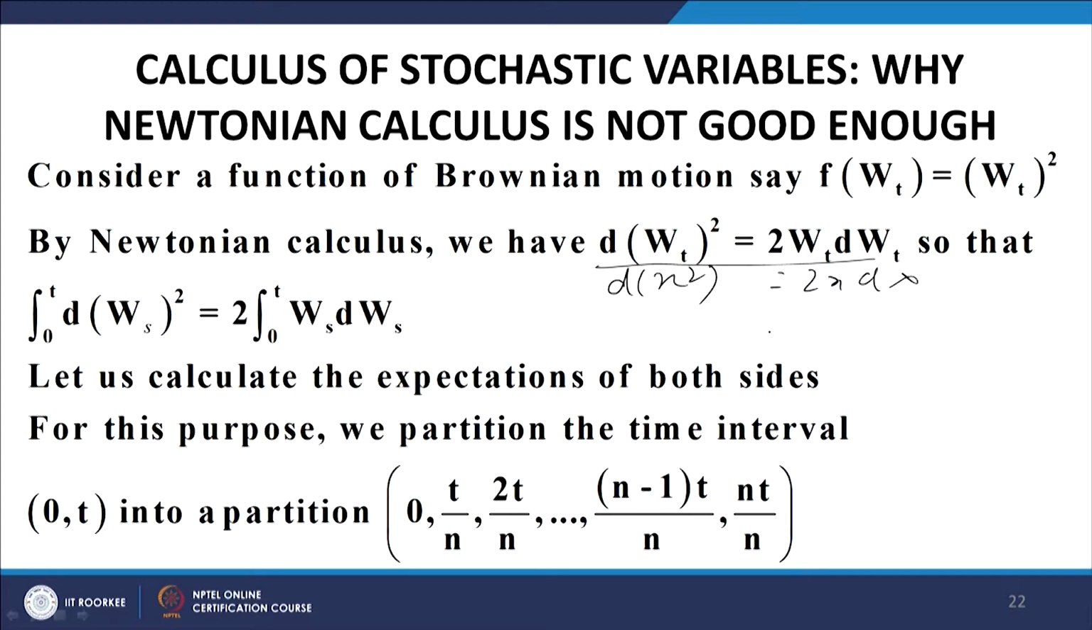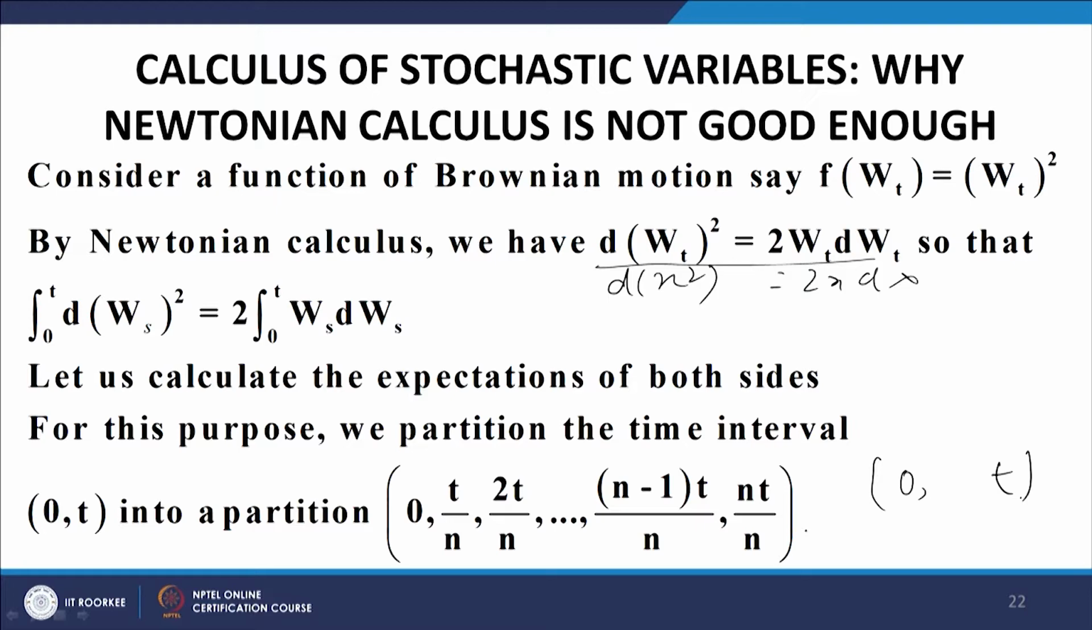For this, what we do is we evaluate the expected value of both the sides. Let us start with the right hand side. For this purpose, we partition the interval 0 to t into n parts: 0, t upon n, 2t upon n, and the last part is nt upon n, that is t. In other words, the time of observation, time t, is being partitioned into n disjoint slices, disjoint parts.